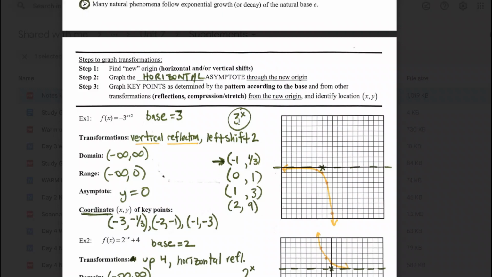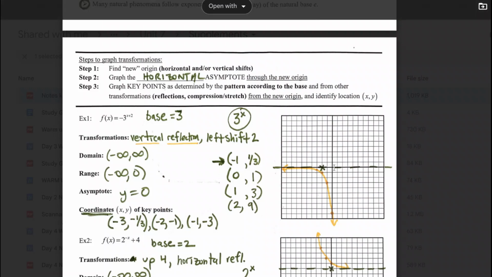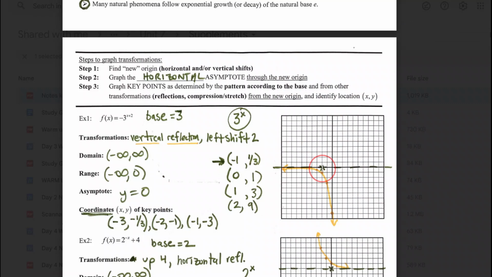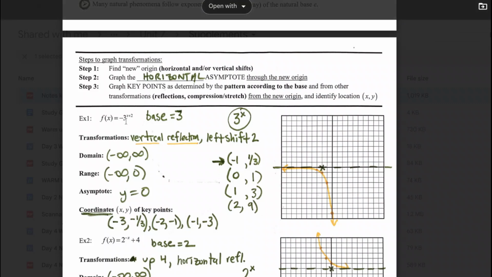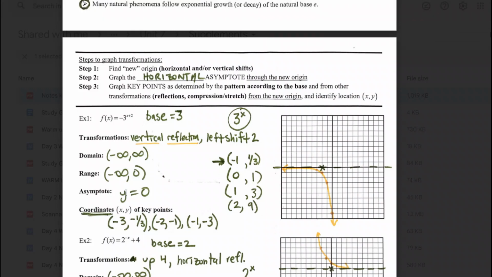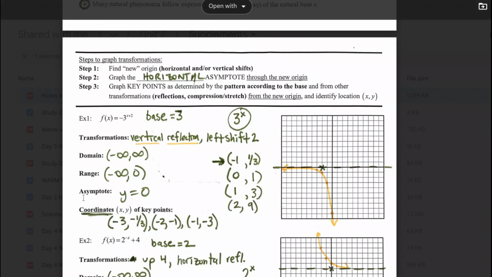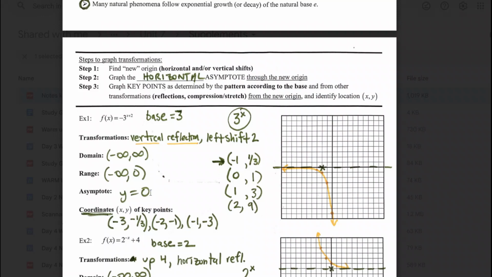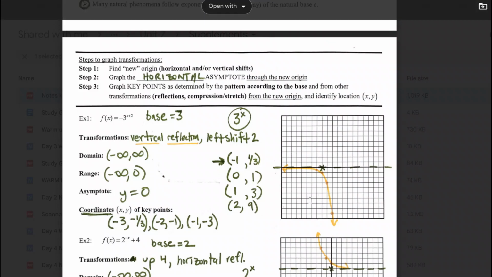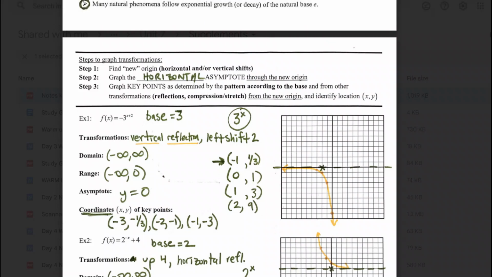I think you guys are going to be okay with this. So if you think about that, we're going left 2. There's my new origin. Here are my 3 key points. You can see them. And I've had that vertical reflection as always. Looking at my stats here, I do have a horizontal asymptote at y equals 0. And this is my exponential function graphed.